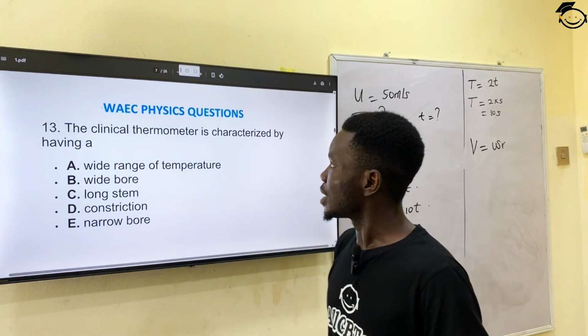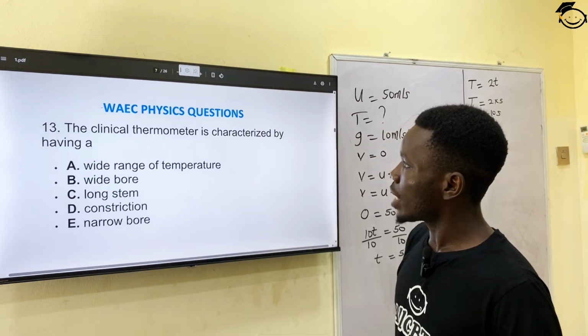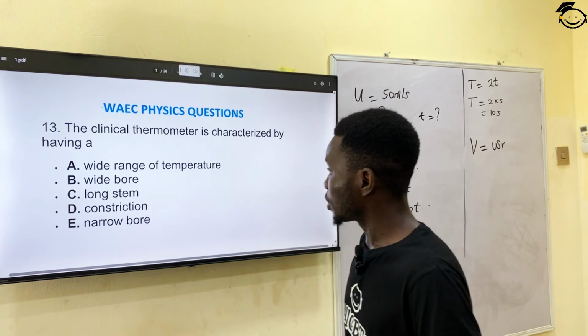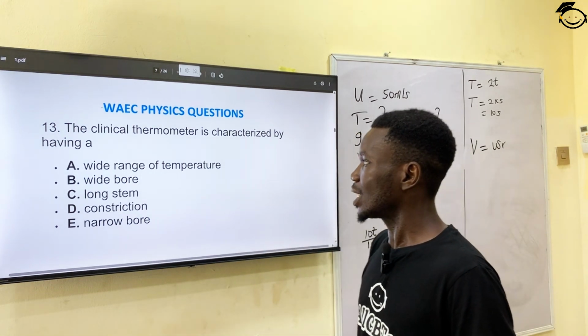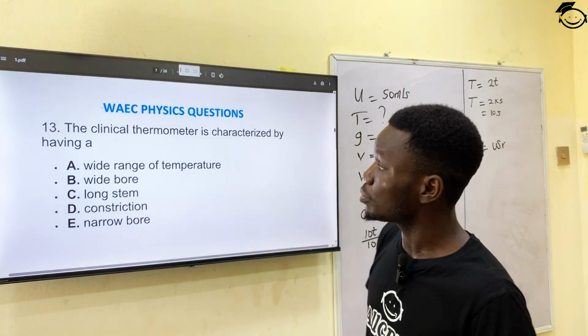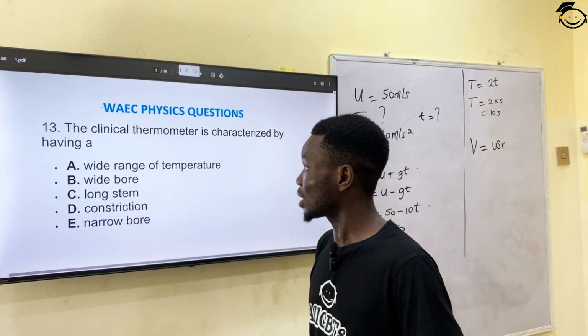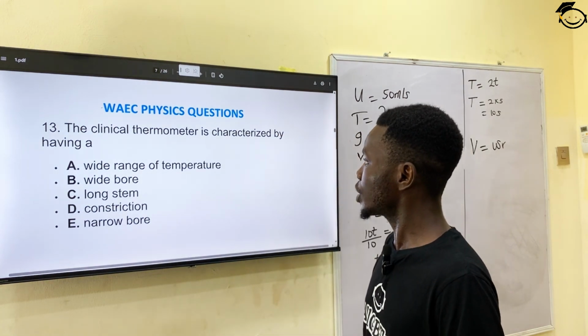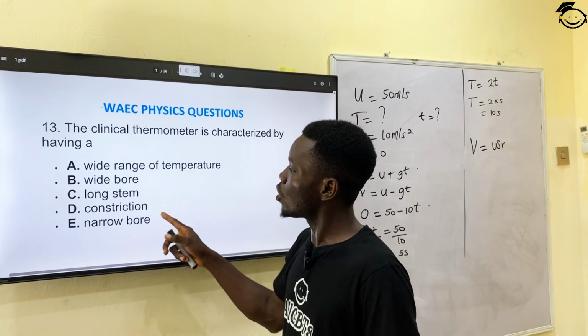Question number 13 says, the clinical thermometer is characterized by having a dash. What separates the clinical thermometer from the laboratory thermometer or any other thermometer for that matter is the constriction. A clinical thermometer comes with a constriction, and that is option D.